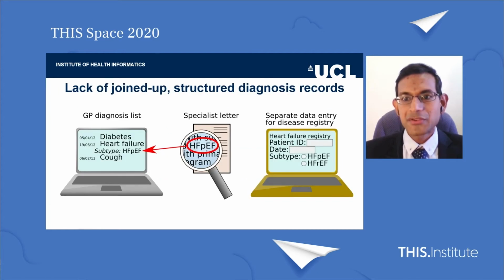Another problem is that the record systems do not join up very well. In the UK, the GP's problem list may not include much detail, which is often hidden away in the narrative notes and specialist notes. Data collections for registries and for research are often separate from clinical care and involve wasteful duplicate data entry. So how can this be improved?